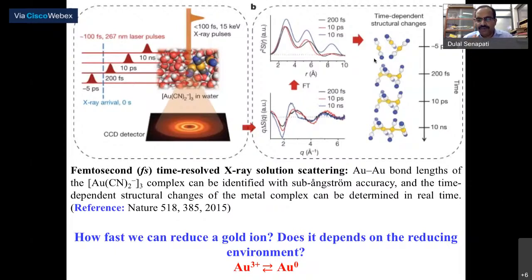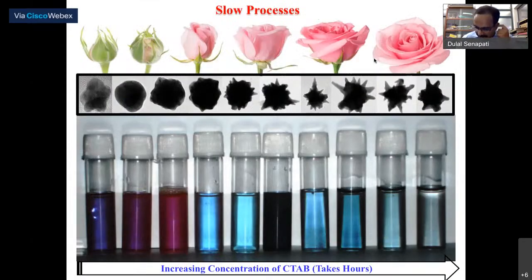Does how fast or slow the reaction is depend on the reducing environment? Yes, the answer is yes. If we consider a very simple reduction, like gold 3 to gold 0, how it depends on the condition or the environment. This is one example: when we synthesize gold nanoparticles, different nanoparticles are synthesized in different time scales.